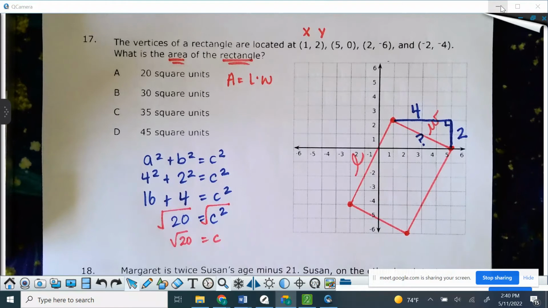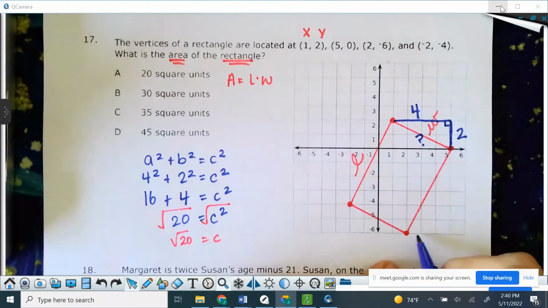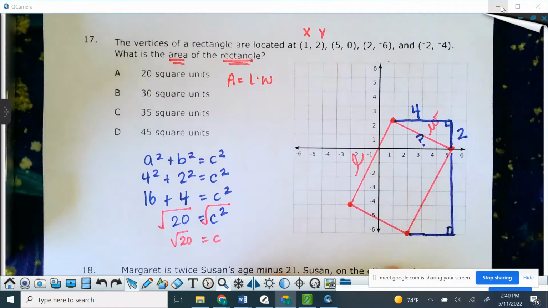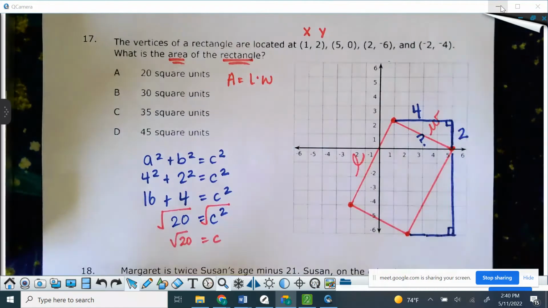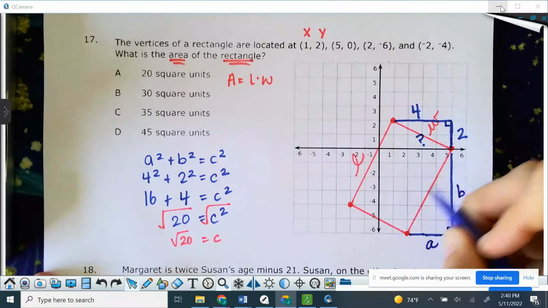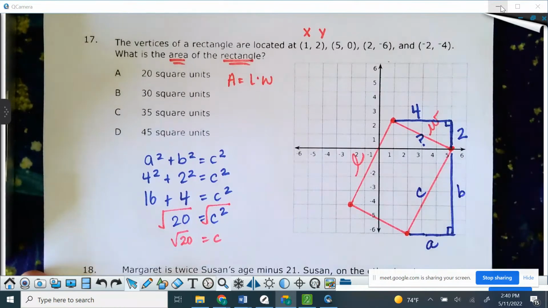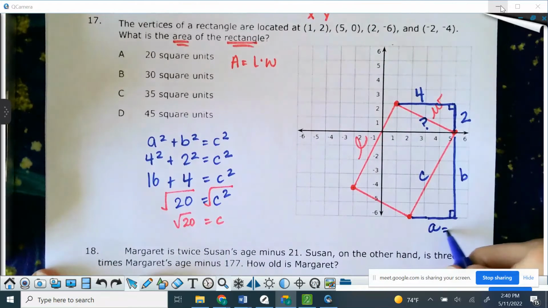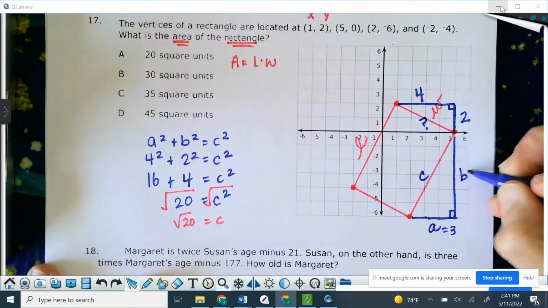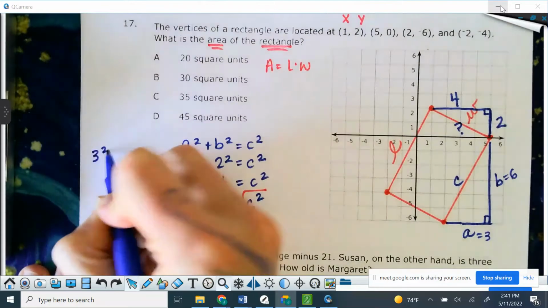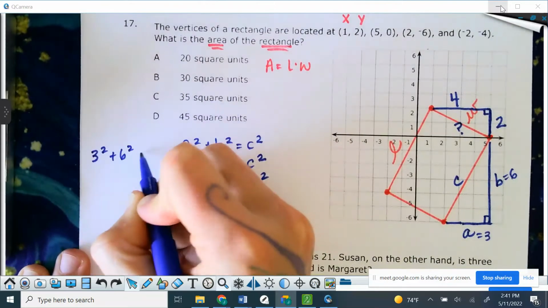We need our length now. So we're going to look at turning this into another right triangle using your vertical and horizontal lines. So just straight across the already drawn lines until it meets the straight down of the other line. So again, this is going to be A and B. Hypotenuse is always C. Hypotenuse is always across from the right angle. So our A is 3. Our B is 6. So we're going to do it again. 3 squared plus 6 squared equals C squared.